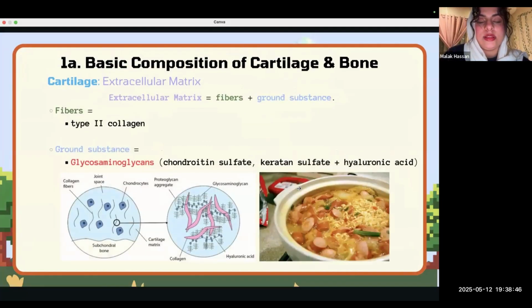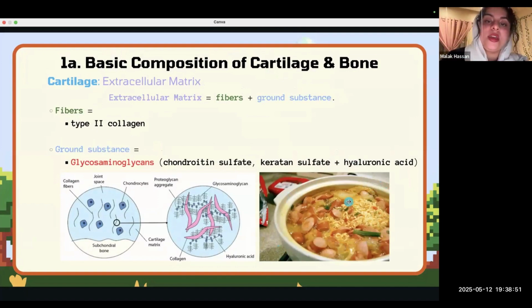Now, let's talk about the extracellular matrix. You're probably wondering why I have a picture of noodles and hot dogs here, but it's going to make sense in a second. So we have the extracellular matrix. Remember how we said it's made up of fibers and ground substance? What are the fibers? The fibers are type 2 collagen. In cartilage, it's type 2 collagen, all right? The ground substance is made up of GAGs or glycosaminoglycans, which are chondroitin sulfate, keratan sulfate, and hyaluronic acid. We're going to find a way to remember these in a second, but I just want you to keep in mind this kind of analogy, all right?